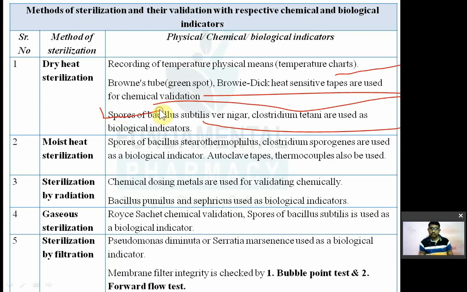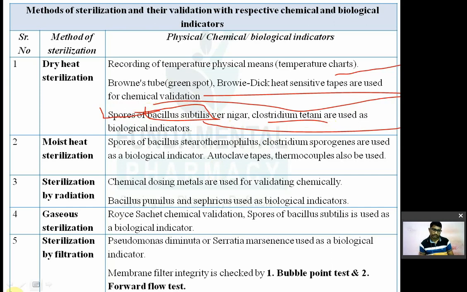Spores of the bacteria Bacillus subtilis. Spores of bacteria known as Bacillus subtilis. They use Bacillus subtilis spores for the dry sterilization validation. Spores of Clostridium tetani are also used. They are used as a biological indicator.